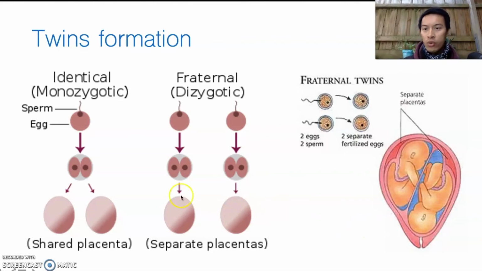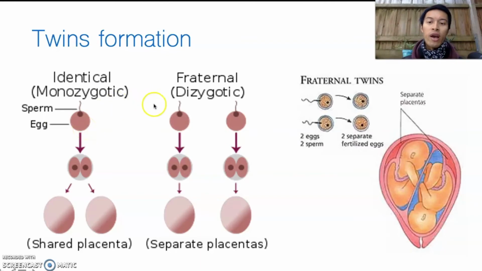So there are two types of twins, identical twins and fraternal twins. Identical twins are scientifically referred to as monozygotic. Mono meaning single, zygote, it refers to the zygote, yeah? And so they are identical because they used to be one cell and they split into two.